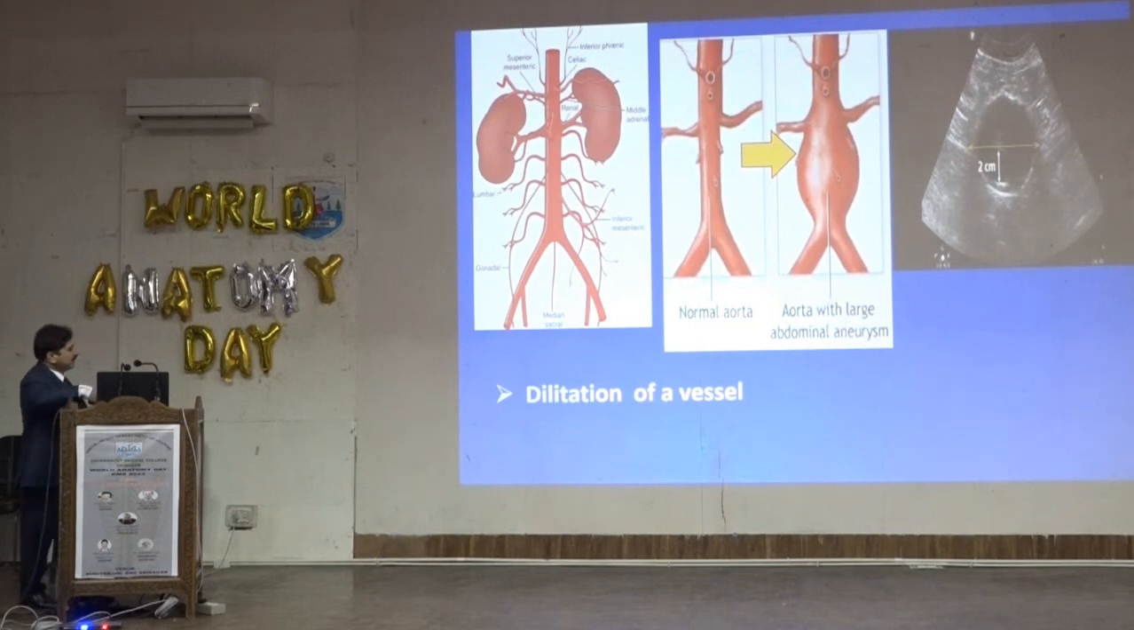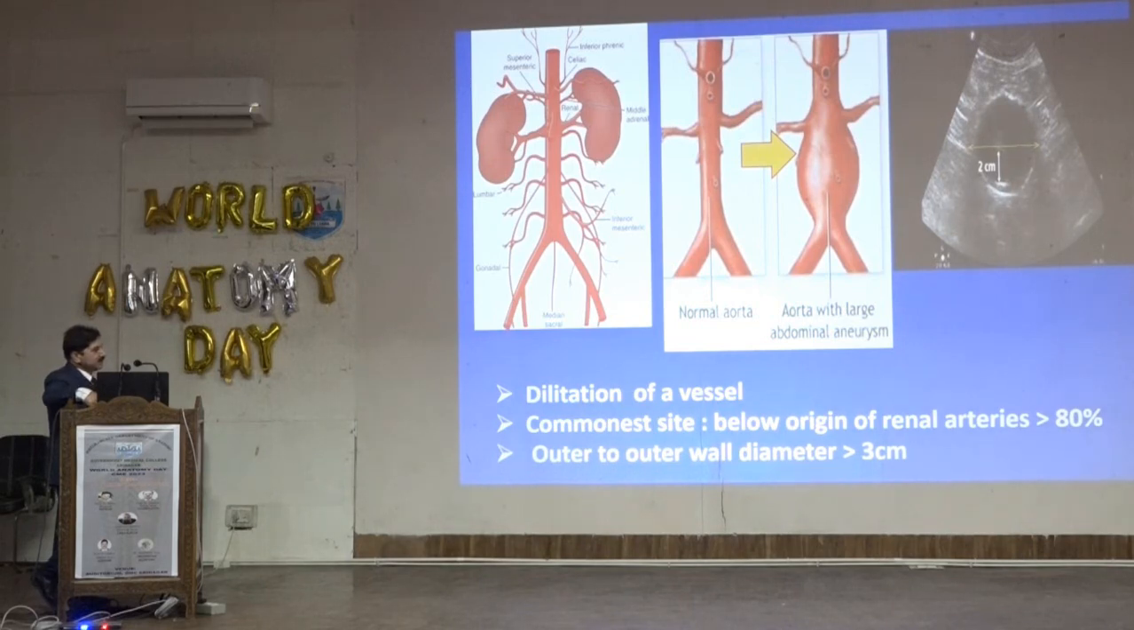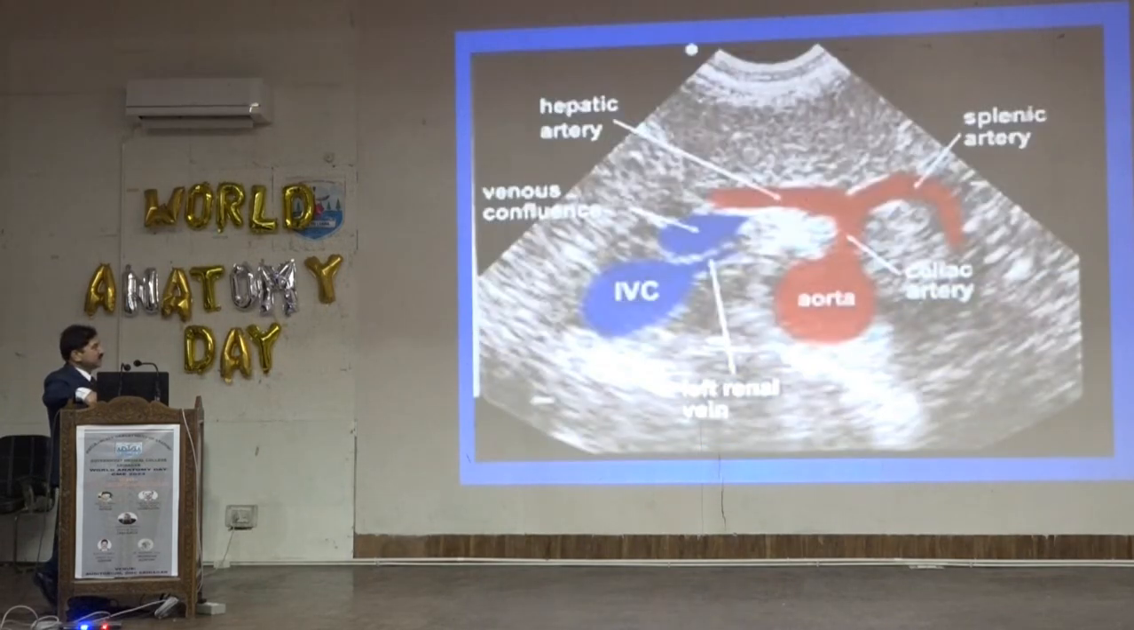Wall-to-wall diameter. So the commonest site for abdominal aneurysm is below the origin of the renal arteries, and an outer-to-outer wall diameter greater than 3 centimeters suggests an aneurysm.